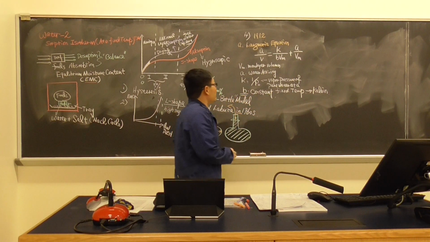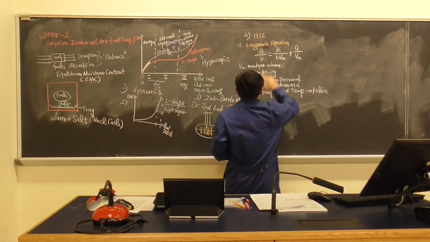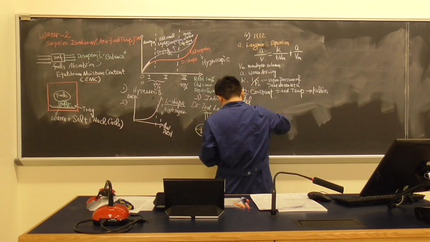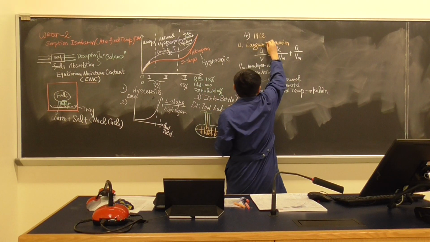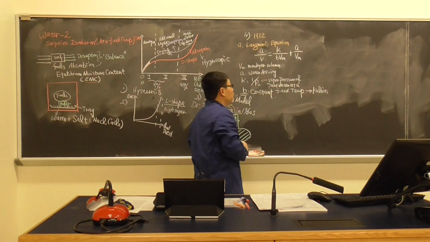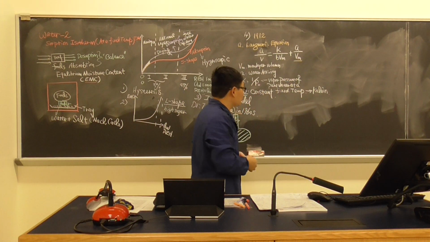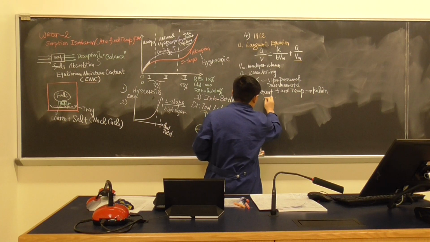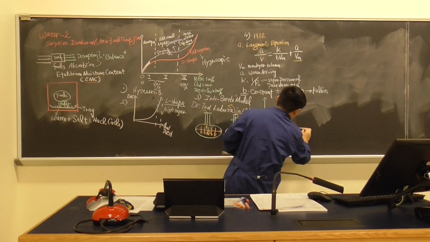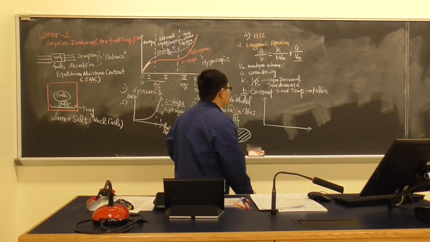So based on this Langmuir equation, we could calculate the monolayer volume. Now how do we do that? This is their standard curve. Okay, it comes out like that.